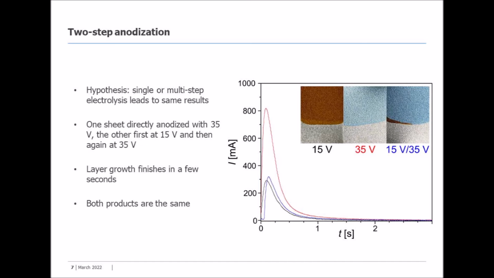The pictured titanium sheets also confirm our suspicion that a multi-step anodization process leads to the same results. Both sheets show the same blue color after completed anodization. The minor color difference on the photographs is overemphasized by the white balance of the used camera and therefore more pronounced in the images than to the naked eye.